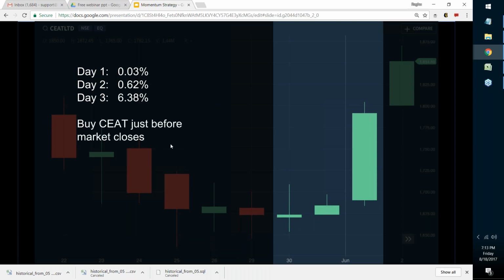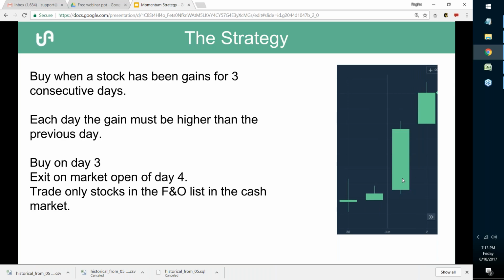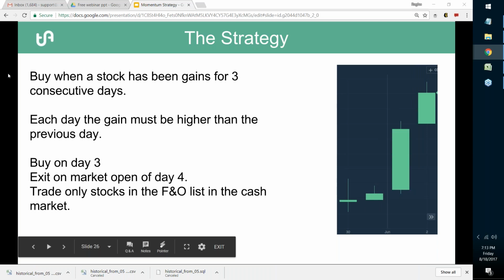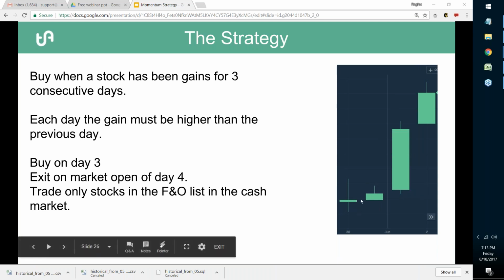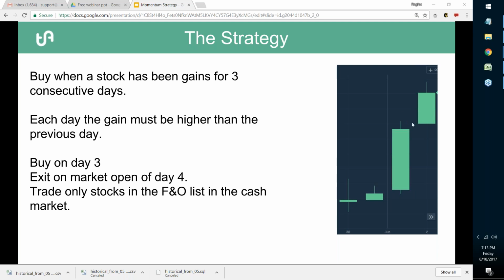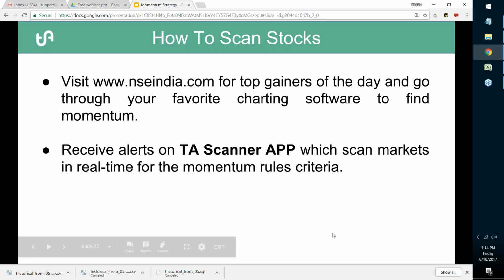So I would buy Seat right before the market closes, and I would buy back the next day at the market open. It's very simple. So this is how the strategy works. Okay, it's a very simple strategy. What we do is, once the stock has been gaining for 3 consecutive days, and I'm looking at the closing price, whenever the difference between the closes has been increasing day by day, the gain must be higher than the previous day's close. Then I'm buying on day number 3, and I'm selling on day number 4 at the market open. And I'm only looking at F&O stocks in the cash market. So it's very simple.